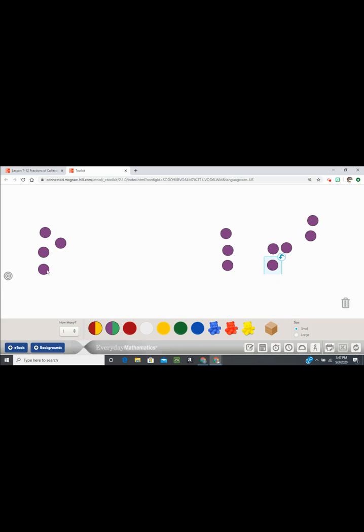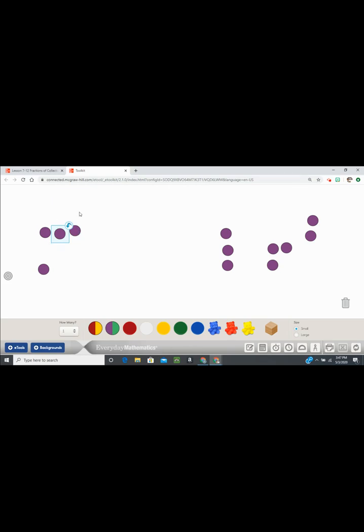What fraction would be 0 counters of my group? If you guess 0 fourths, you would be correct. What if I had 3 of these 4 in a line? How many do I have here?